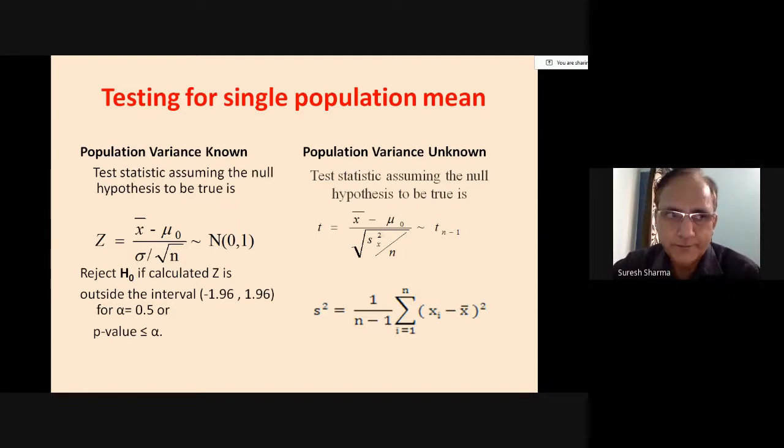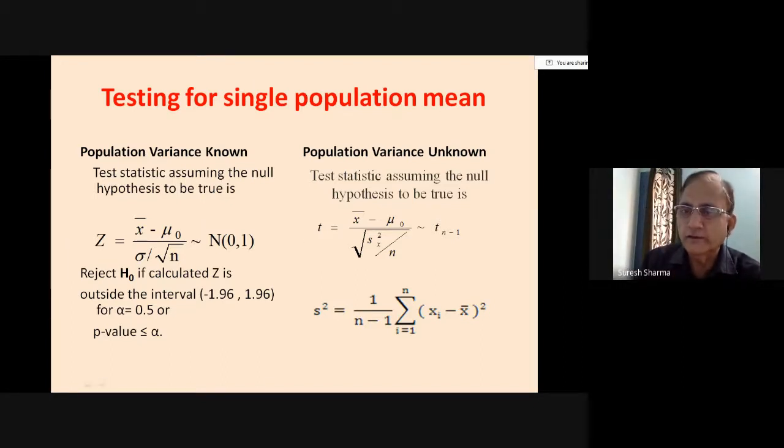Degrees of freedom are nothing but the number of independent observations which form the statistic, minus the number of restrictions. Let me just repeat: the number of independent observations which form the statistic, minus the number of restrictions.